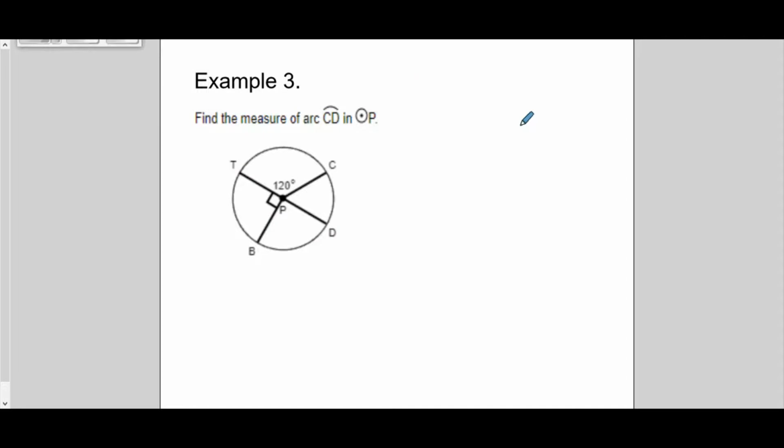So example 3, find the measure of arc CD in circle P. So here is CD, right here. We know that this is obviously going to be less than 180 degrees, so this is going to be a minor arc. And what we want to figure out is what this angle measure is here. I'm just going to call it X, because that is going to allow us to figure out what CD is.